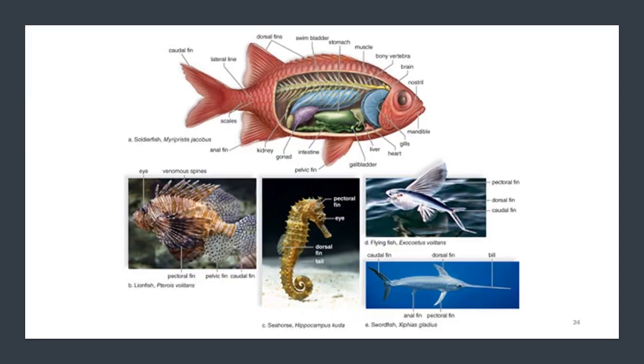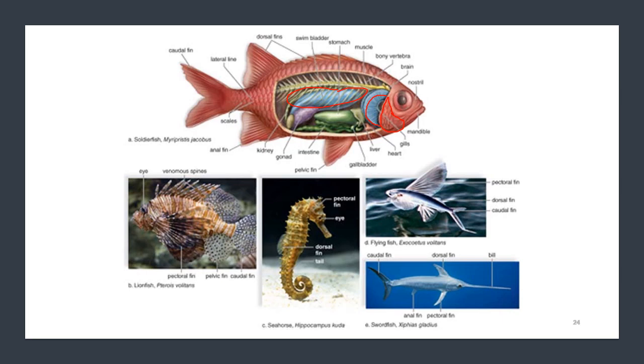So let's take a look at the anatomy of our class Osteichthyes. So we definitely have a swim bladder. That allows it to figure out where it is in the water column and stay there. Its respiratory system is through gills, and they have the covering right here. That's what we call the operculum. That's what covers those gills.